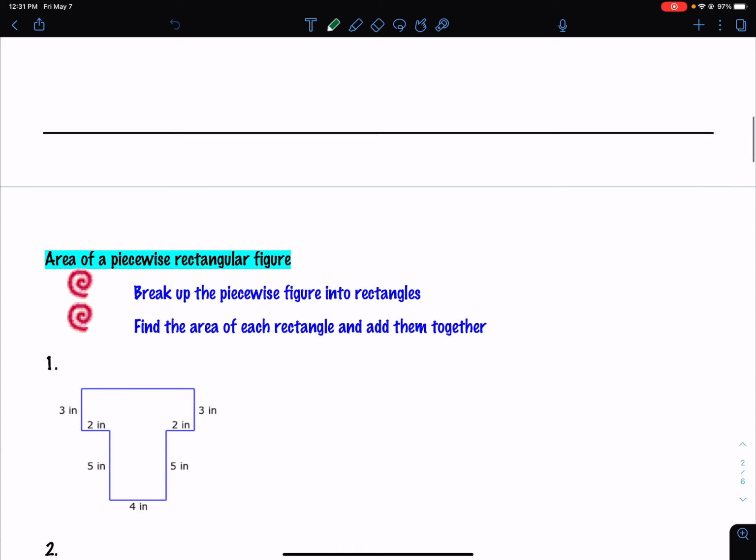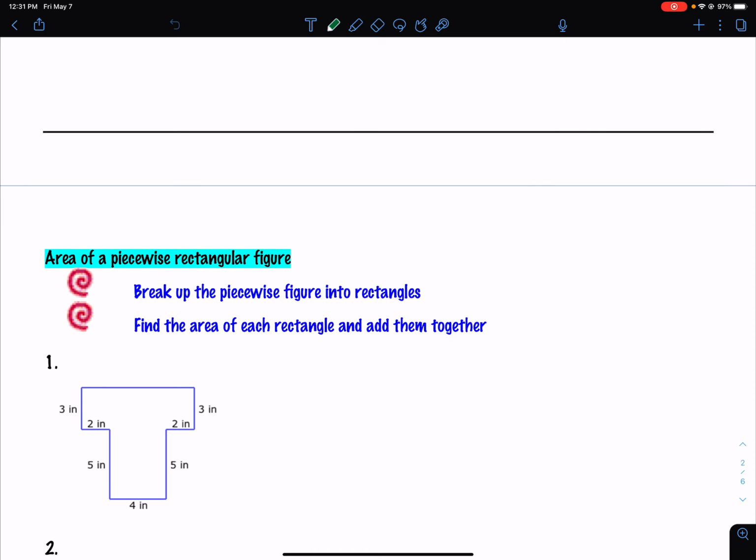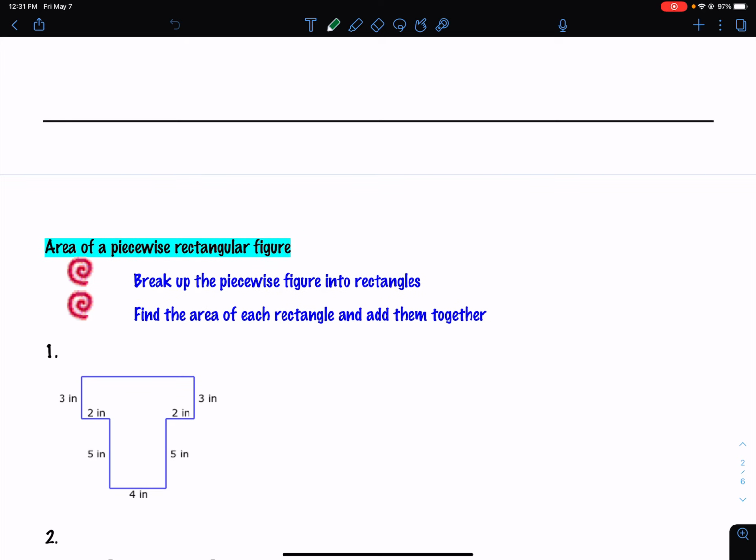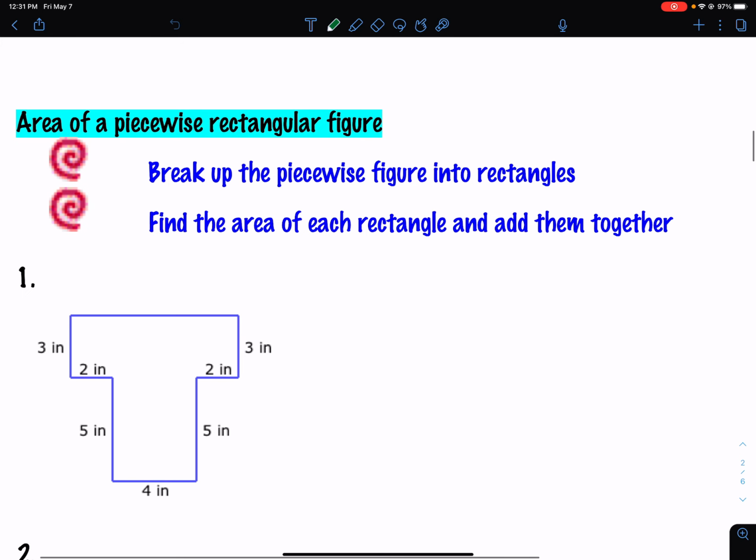So a piecewise function is basically a rectangular one. All we do, it's pretty simple, is you just want to break it up into smaller rectangles, find the area of those rectangles, and then add them together. So if I'm looking at this first one here, I'm going to break it up right here. And now the area of this bottom one is going to be length times width. So the length and width is 5 and 4. So this would just be an area of 20 inches squared.